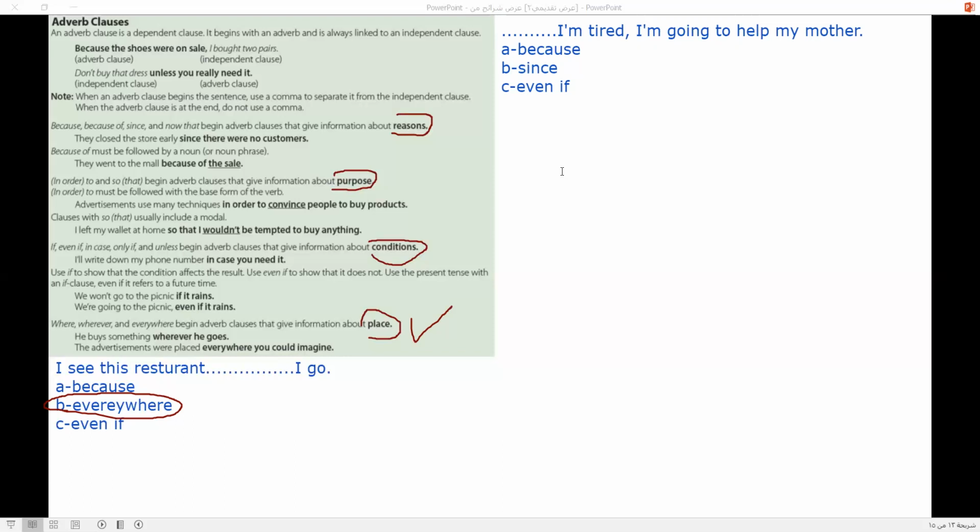Okay, try to focus on the meaning of the sentence. I am tired. Okay. I'm going to help my mother. Is it to give a reason? Because I am tired, I'm going to help my mother. Would it be correct if I said because or since? Because and since are the same thing. I use them to give a reason. Am I giving a reason here? No. Okay, do you know the meaning of even if?